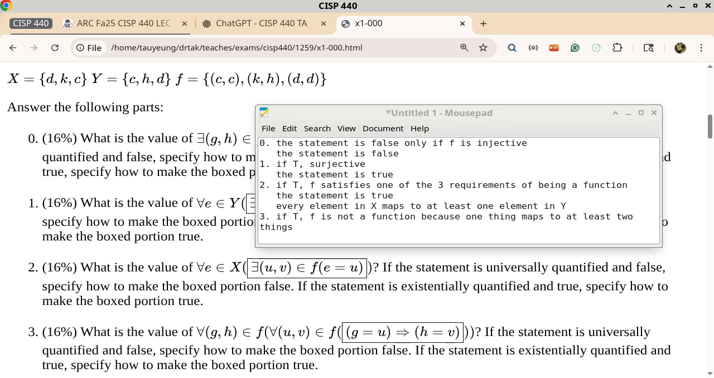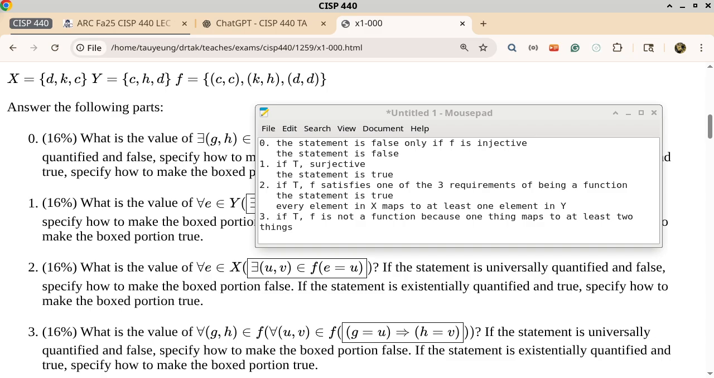Wait, how can they be true? CC versus KH? Because C equals K is false. If the left-hand side of an implication is false, the implication is automatically true. Now we look at CC versus DD, also automatically true because C and D are different. The only thing really left is KH versus DD, which is also going to be true because K and D are different, so we don't really care what they map to.